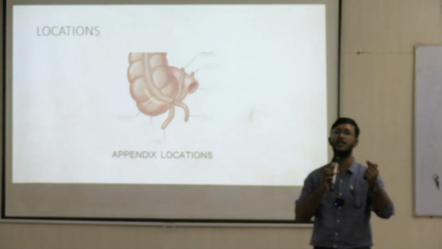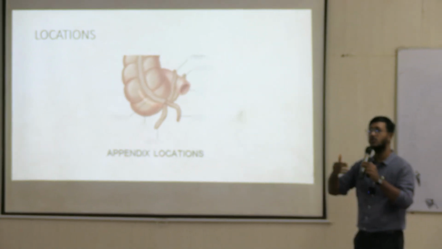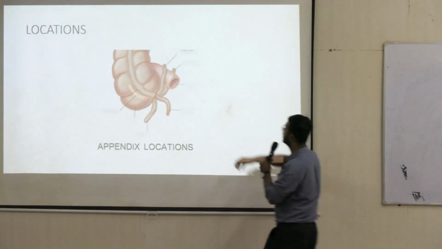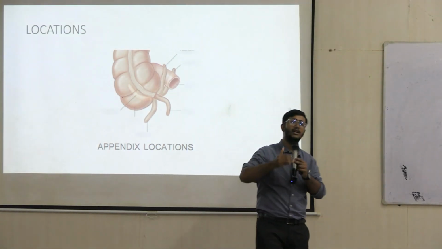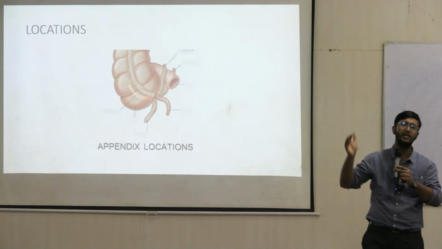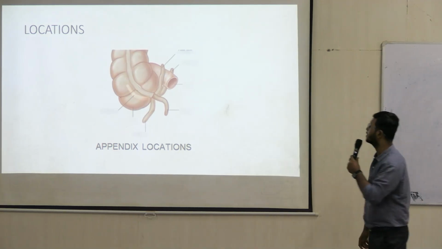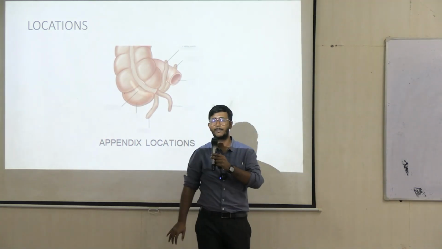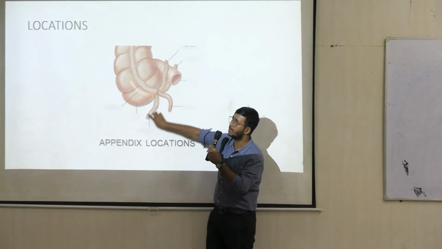Basically, the appendix begins from the cecum, so it has most of its relations according to the location of the cecum. As you can see, this tube is the cecum. In the intestine, after the duodenum and ileum, at the beginning of the large intestine we have the cecum, and from the cecum the ascending colon begins. In respect to the cecum, this tubule-like structure is your appendix.